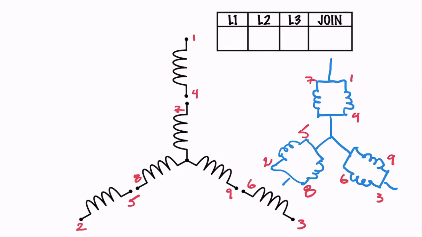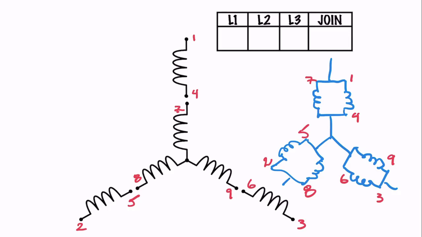So this shows us now that we are going to parallel 1 and 7. We're going to parallel 2 and 8, and we're going to parallel 3 and 6. And you notice here that we're also going to connect 5, 4, and 9 together.